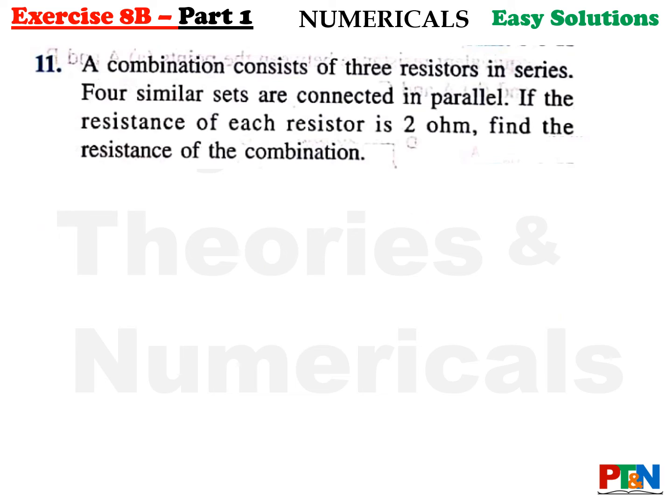Next one, number 11. A combination consists of 3 resistors in series. 4 similar sets are connected in parallel. If the resistance of each resistor is 2 ohm, find the resistance of this combination. Again, easy. Do it peacefully. Try to understand what is told.